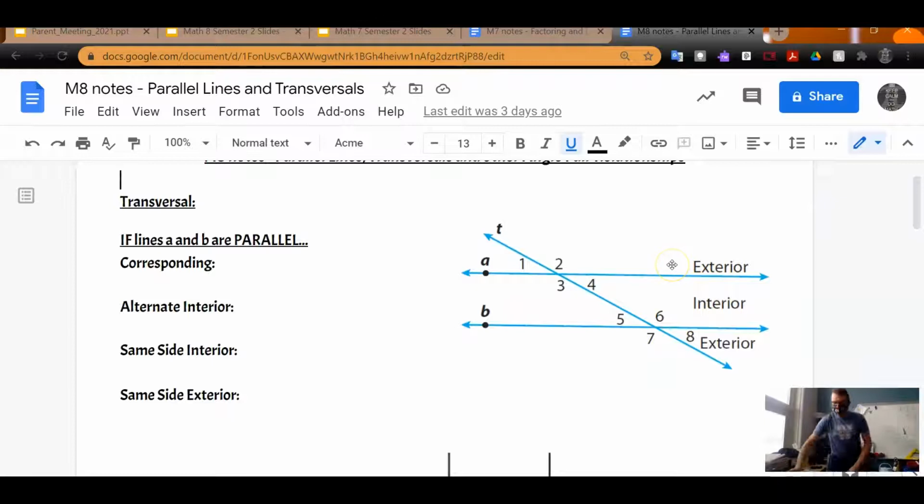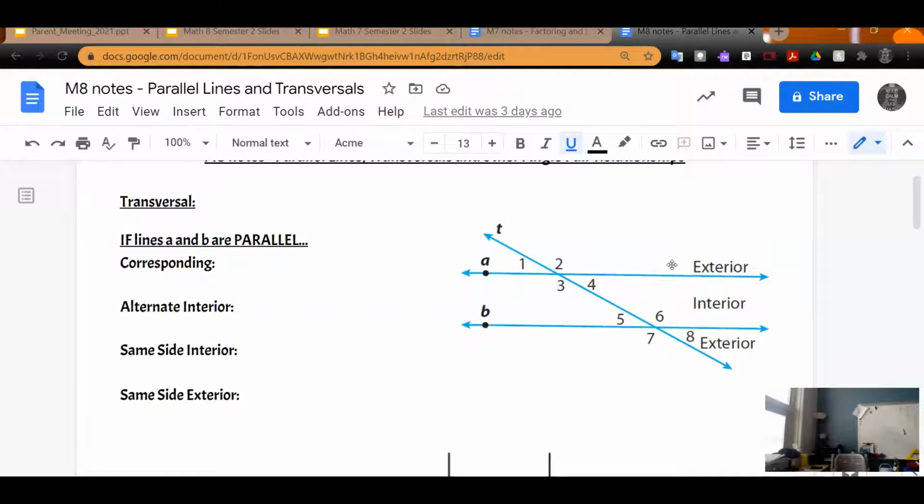So corresponding angles, especially because we have a little bit of space in this class, mean they're in the same location when we look at the parallel line and the transversal. Let's talk about what I mean by that. Angle 2 is on top to the right, right? It's on top of the parallel line, to the right of the transversal. So what other angle is on top to the right? 6. So I need you to write down some examples of corresponding angles over there, like 2 and 6.